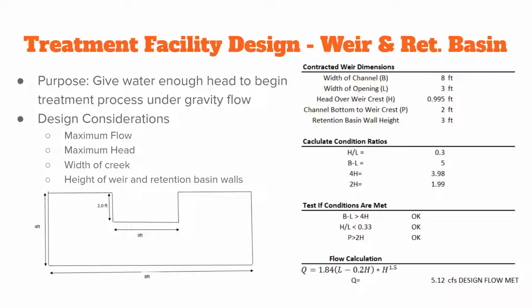The important thing here was that under maximum flow, you wanted the head of the flow not to exceed the walls of the weir or the walls of the retention basin. And so we've calculated the maximum head at max flow to be 1 foot, which accommodates the max flow, and it passes these conditions. That was the design for the weir and retention basin.